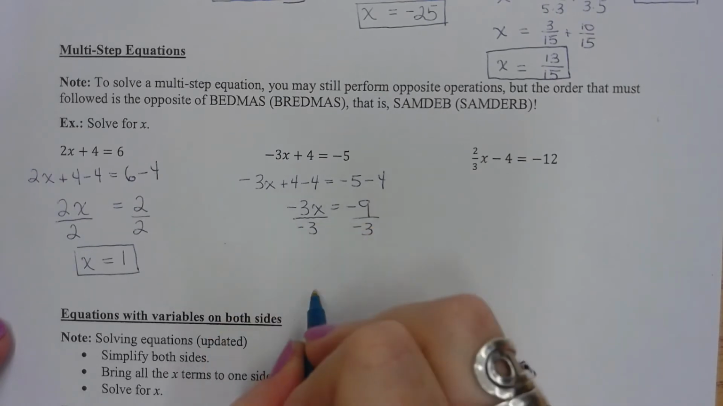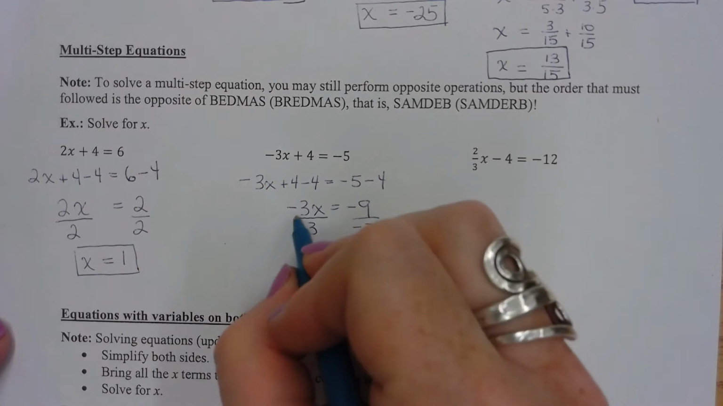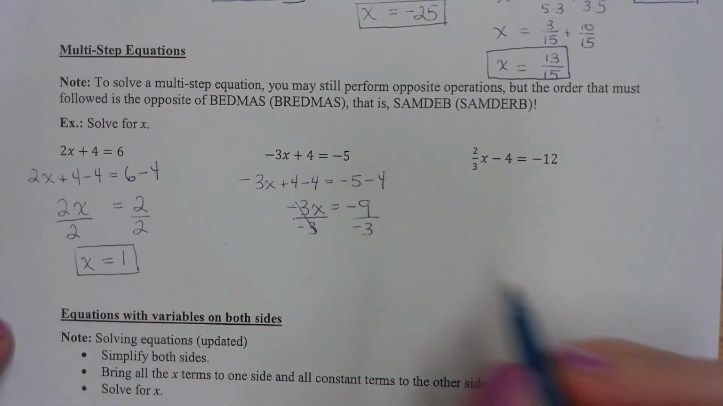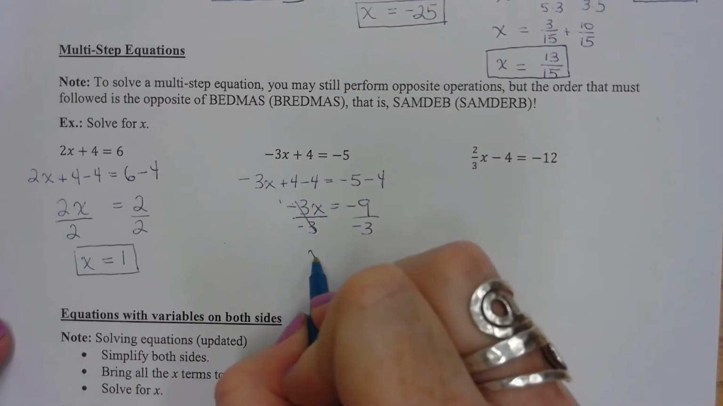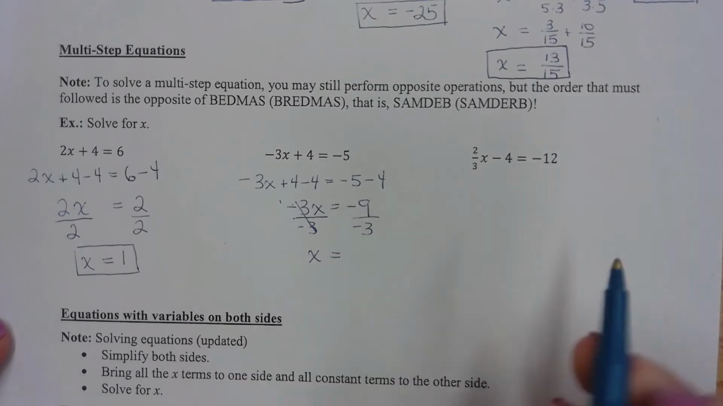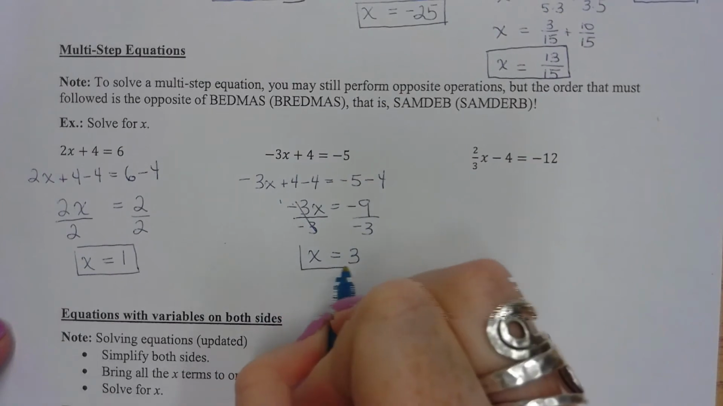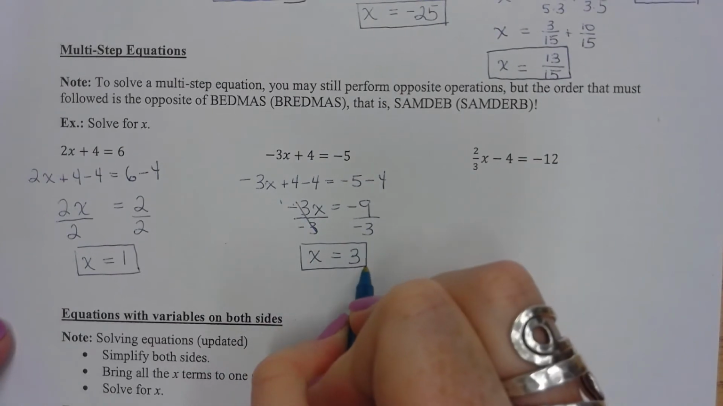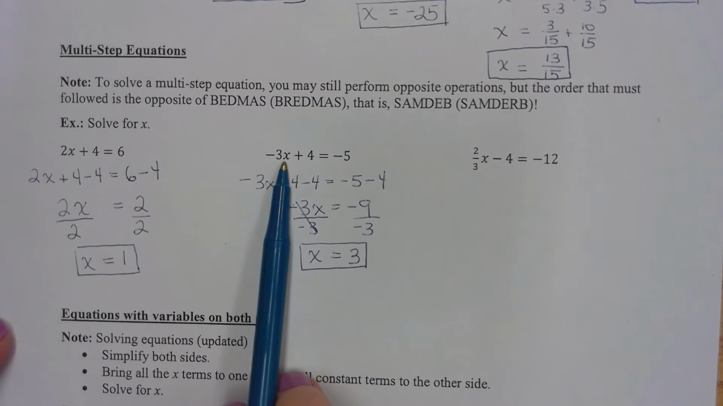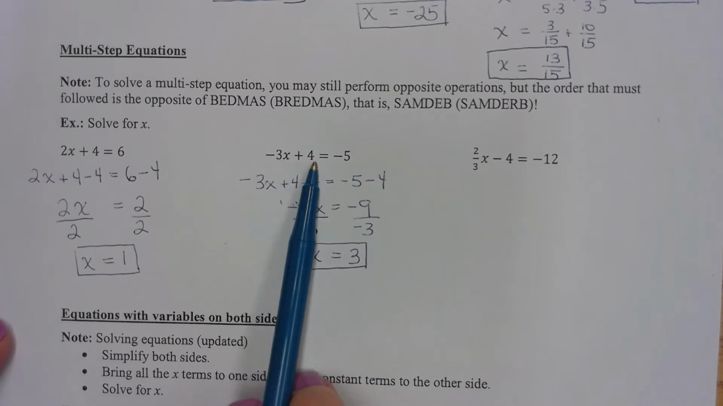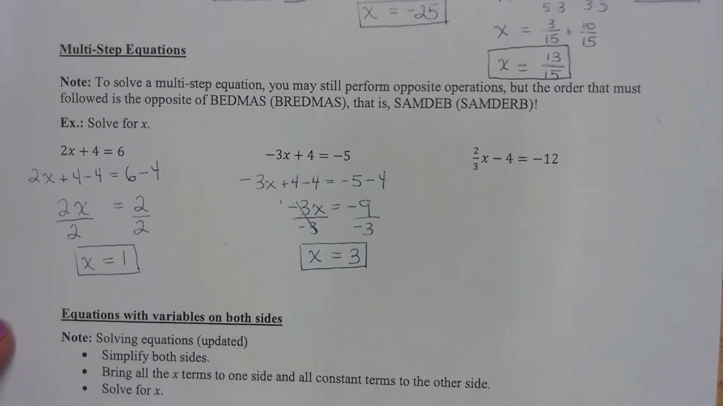And so negative 3 divided by negative 3 is just 1. So I'm left with 1x is equal to, and negative 9 divided by negative 3 is 3. So 1x is equal to 3. And again, I can check it. Well, negative 3 times 3 is negative 9, and negative 9 plus 4 is negative 5. So check, that's the right answer.